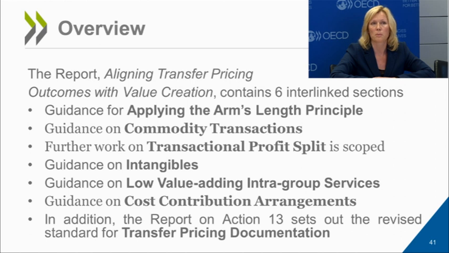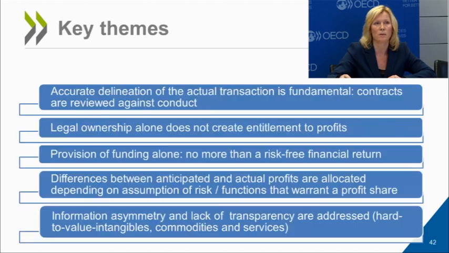1 on applying the arm's length principle, 1 on commodity transactions. Further work will be done on profit splits. We have guidance on intangibles. We have guidance on low value adding intragroup services. And we have guidance on cost contribution arrangements. And the combination of these sections will target BEPS very effectively in the transfer pricing area, and I will come back to that. What is important is that this is closely linked to the report on Action 13. You cannot apply guidance if you don't have sufficient information, and that information is being provided by Action 13.